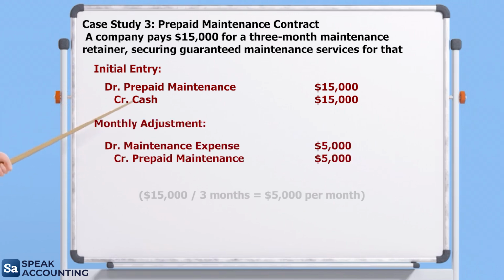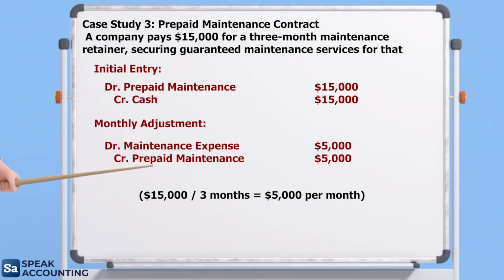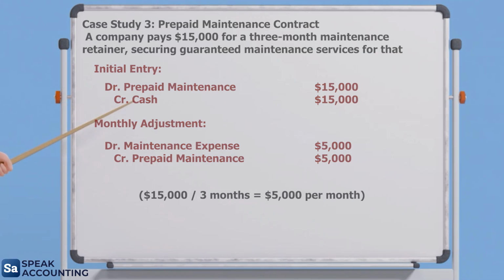Monthly: debit maintenance expense $5,000, recognizes the expense for 1 month's worth of maintenance services. $15,000 / 3 months equals $5,000 per month. Credit: prepaid maintenance $5,000, reduces the asset value by the amount of maintenance services consumed during the month.